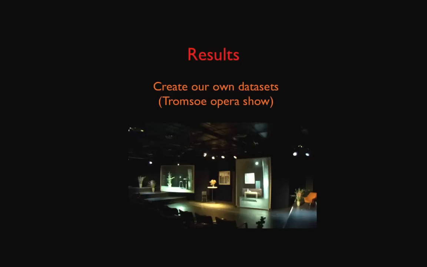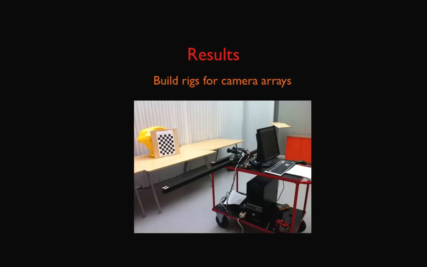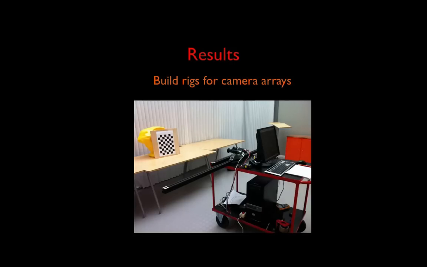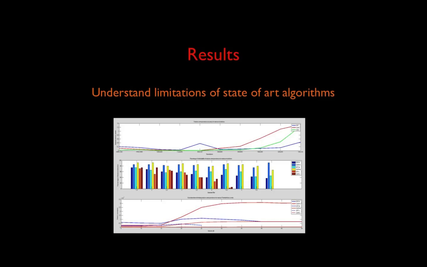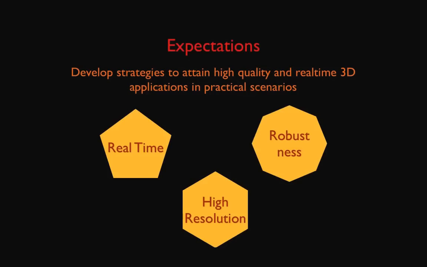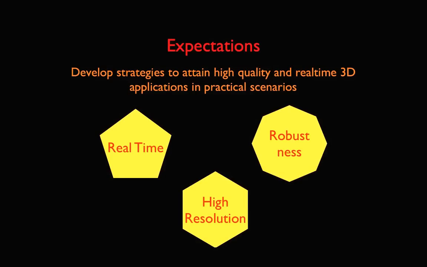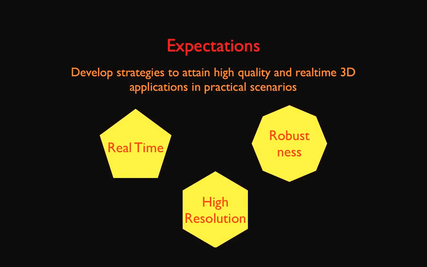And the results obtained are like this. We created our own dataset from an opera show in Tromsø in 2011. We have built stereo and multiple camera rigs for testing and experimentation. Our simulation and experimentations have shown and made us understand the limitations of the state-of-the-art algorithms for feature detection and calibration. And we are about to develop strategies for using feature-based calibration in attaining high-quality and real-time 3D applications, and especially in practical scenarios.